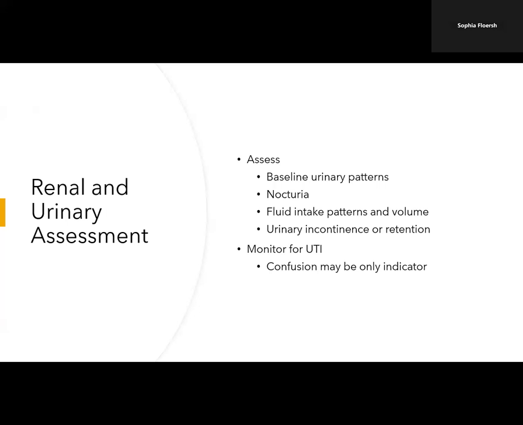Monitor for UTIs. Confusion may be your only indicator because all of a sudden your patient can go from knowing who they are to being completely confused. This is why what we talked about in chapter 4 was knowing the difference between delirium, dementia, depression, and confusion. You want to know what your different confusions mean so that way you can better take care of your patient.